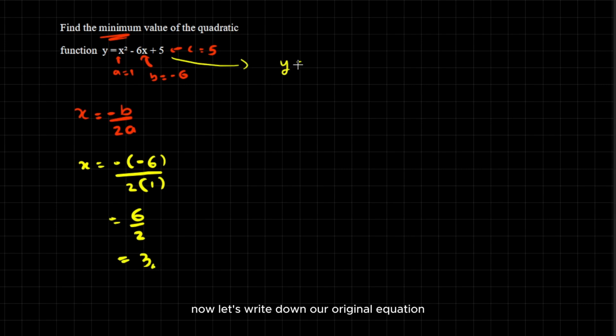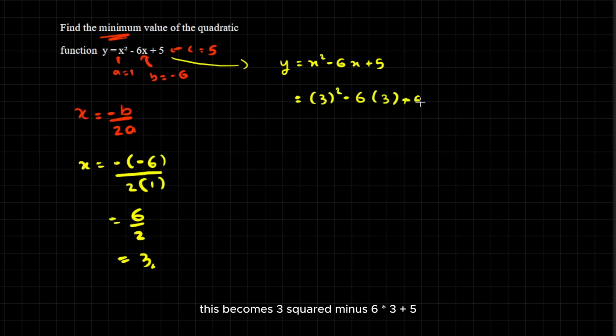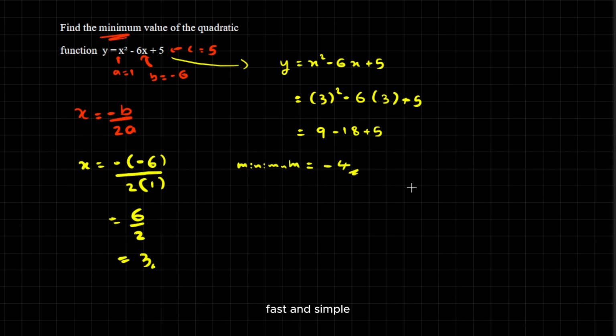Now, let's write down our original equation. Let's substitute our x value, which is 3, into the equation. This becomes 3 squared minus 6 times 3 plus 5. Simplifying this step by step, we get 9 minus 18 plus 5. Finally, calculating the values leaves us with negative 4. And that is our minimum value, fast and simple.